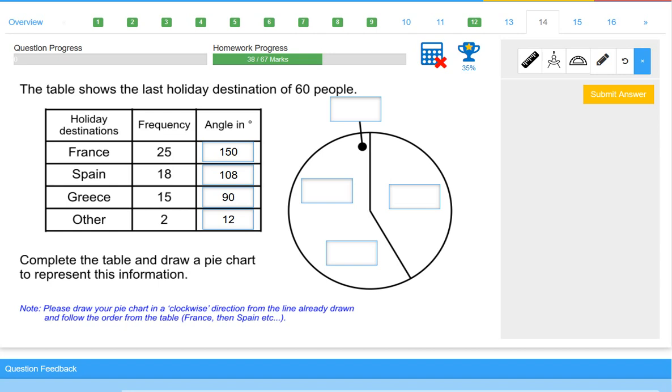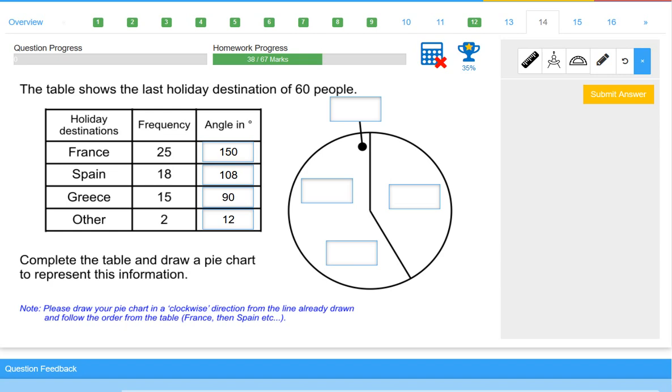And at this point, it's worth just checking. Actually, am I confident about that? Let's just check that 150 plus 108 plus 90 plus 12. That does add up to 360. So that's looking good. Now I have to fill in these 4 sectors, but I only have 2 sectors drawn. So I need to draw some more.